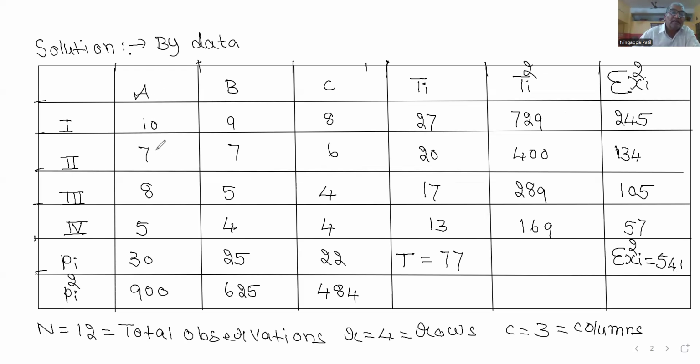And similarly, look here, 10 plus 7 plus 8 plus 5, it is 30. This is 1 plus 2 plus 3 plus 4, the Pi. 30 square is 900. And next, 9 plus 7 plus 5 plus 4, 25. 25 square is 625. And 8 plus 6 plus 4 plus 4, 22. 22 square is 484. Okay. Now, this completes the column.